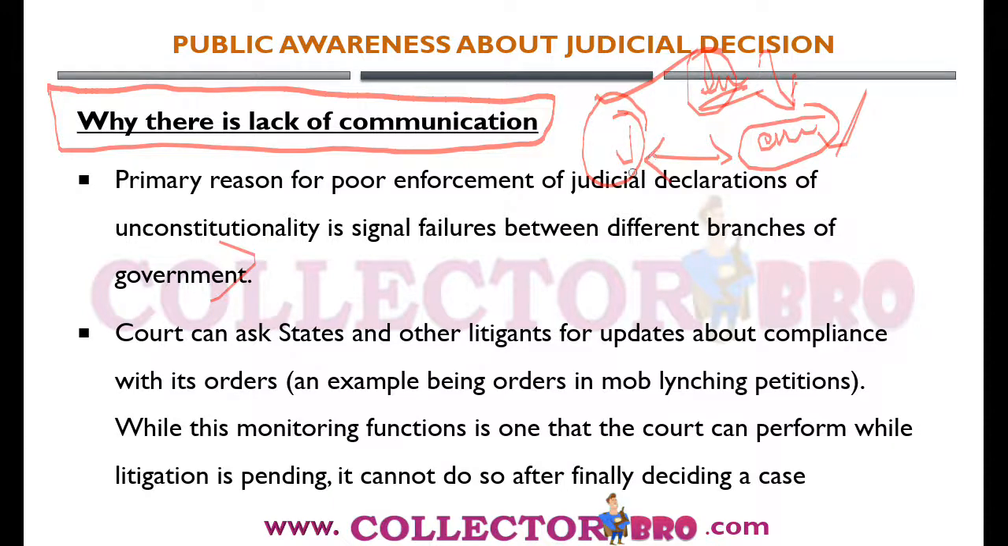So there is a lack of coordination between these organs of the government, and that is leading to this failure of communication. Here the court can ask the state or other litigants for updates about compliance with its order, an example being the order in the mob lynching petitions, which was recently given by the court. While this monitoring function is one that the court can perform while litigation is pending before it, it cannot do so after the case is finally decided. Once it is finally decided, it moves into the ambit of the legislature.